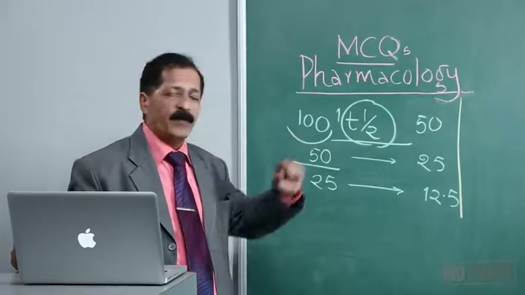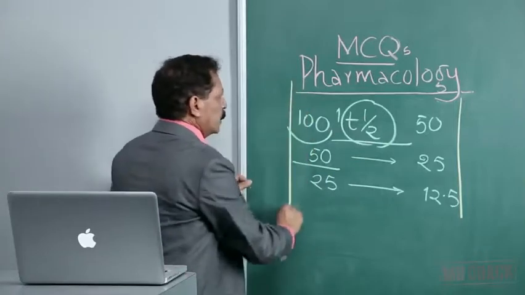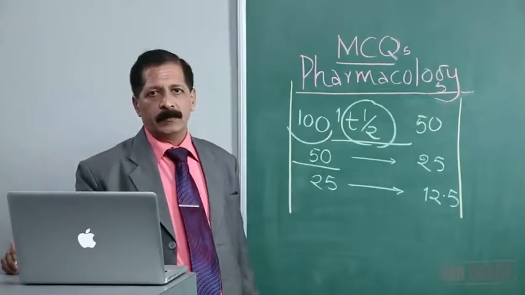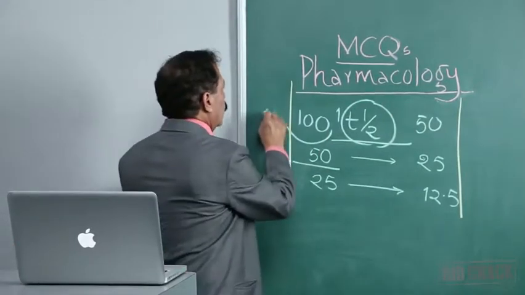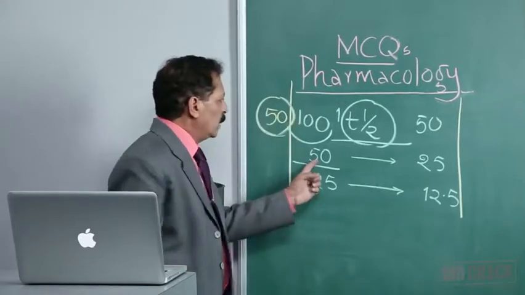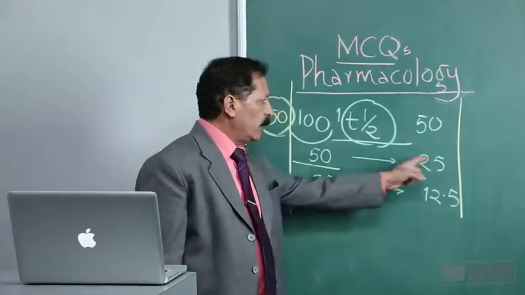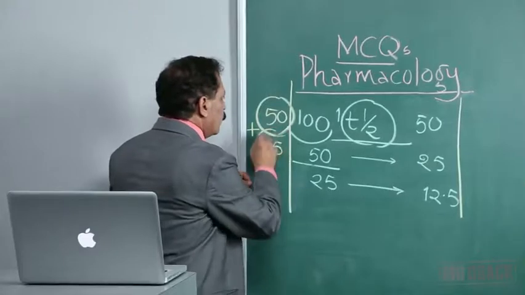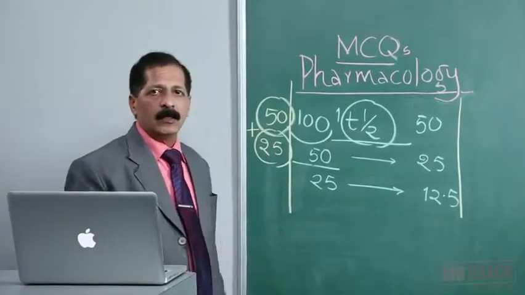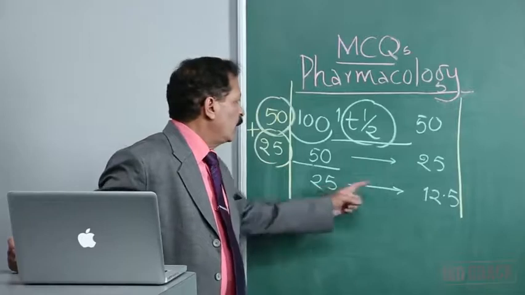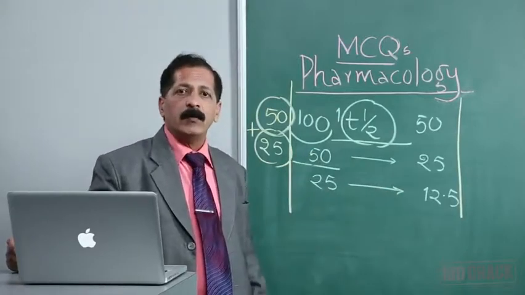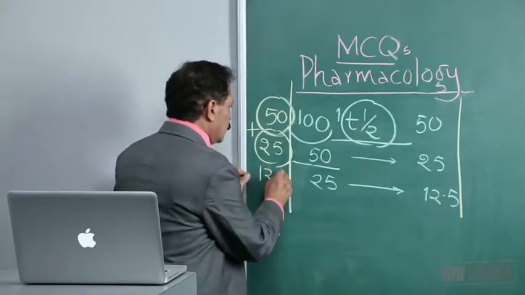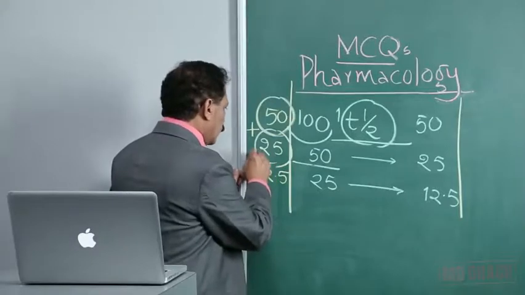When 100 has become 50, the rest, 50, is eliminated, so 50 is gone out. When this 50 became 25, another 25 went out. So how much has gone out? I am going to add it. 50 plus 25 has now gone out. In the third half time, 25 has become 12.5. It means during this half time, another 12.5 has gone out. So we're going to add it up.